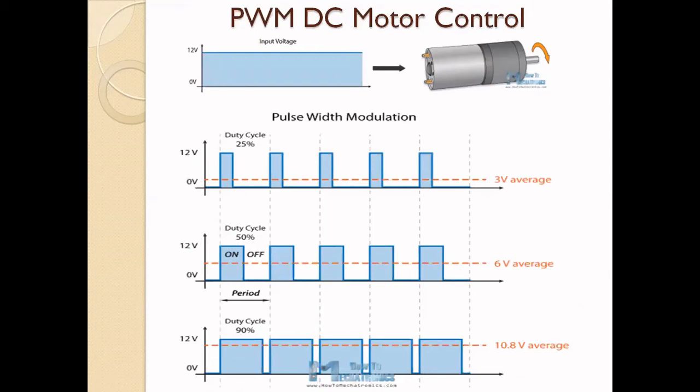Now I want to reduce the speed of the motor. What you have to do is change the duty cycle, or we can change the pulse width of the input. Here the first signal is 100%. 100% means you are always giving 12 volts, so the amplitude is 0 to 12 volts, and you get an average voltage of 12 volts.